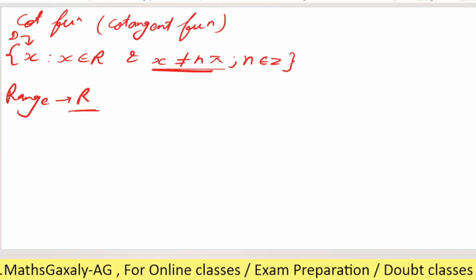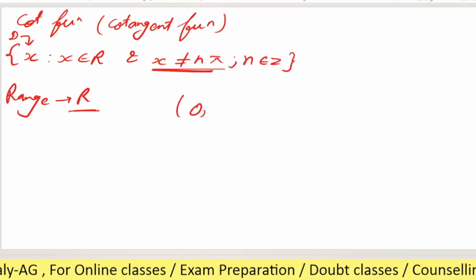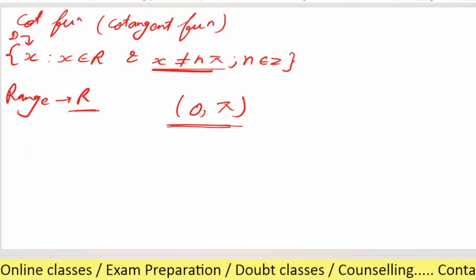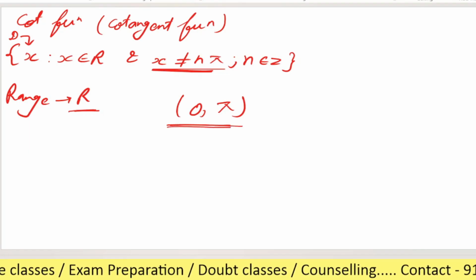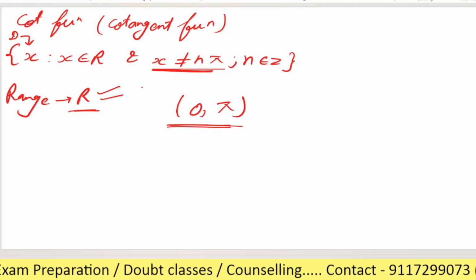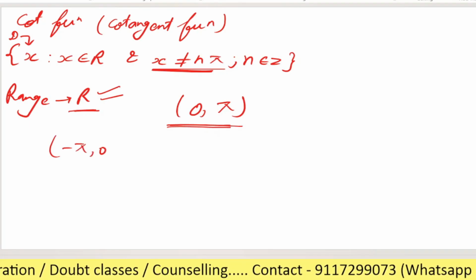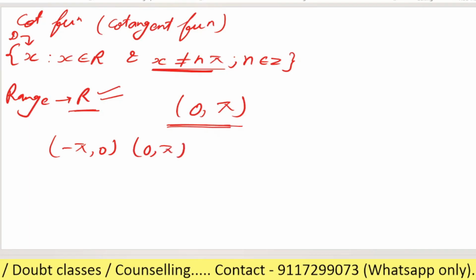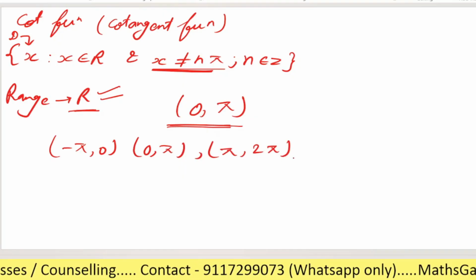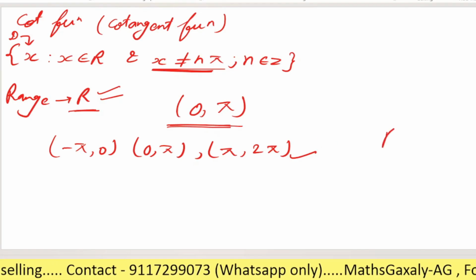If we restrict the domain of the cotangent function to 0 to pi, then it is bijective with its range R. In fact, the cotangent function restricted to any interval, what will be the intervals? Minus pi to 0, 0 to pi, and pi to 2 pi, etc. It will be bijective on any of these intervals and its range will be R.